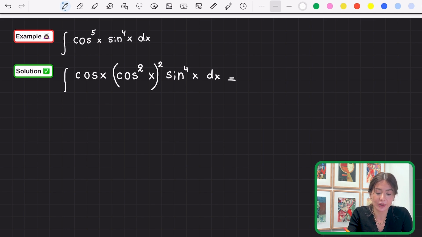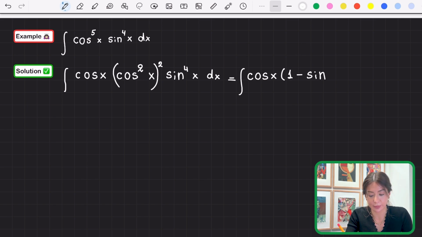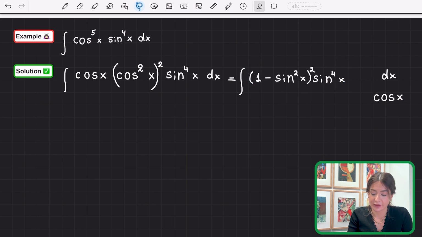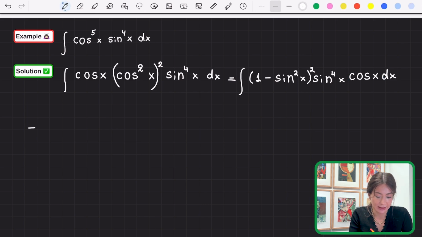And why did I do that? Because I have a formula that connects cosine squared to sine squared. And that's what I'm going to do. Again, these first 2 steps are the same. This is exactly what I did in the previous example. Okay, now I'm going to write this cosine with dx, because I'm going to tuck that away to be used as du in a little bit.